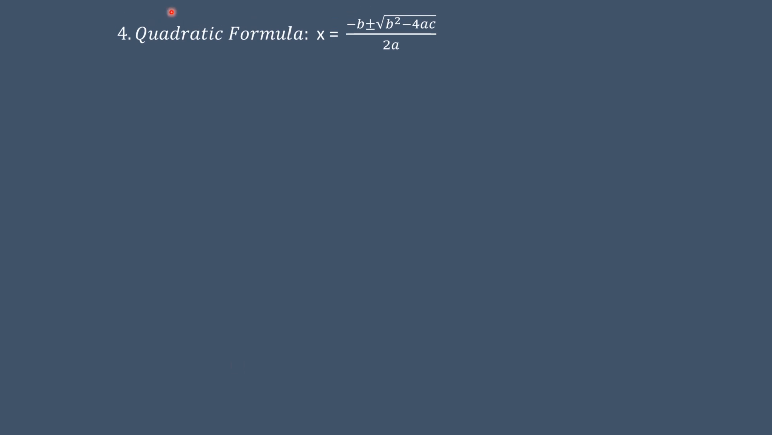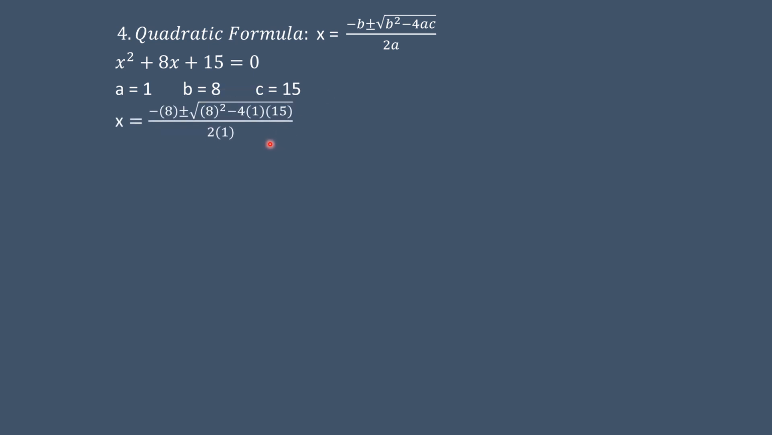And the last method is the quadratic formula. So we have the formula x equals minus b plus and minus square root of b squared minus 4ac over 2a. Then we have the example x squared plus 8x plus 15 equals 0. Then we are going to determine the values of a, b, and c. So the value of a is 1, the value of b is positive 8, and the value of c is positive 15.